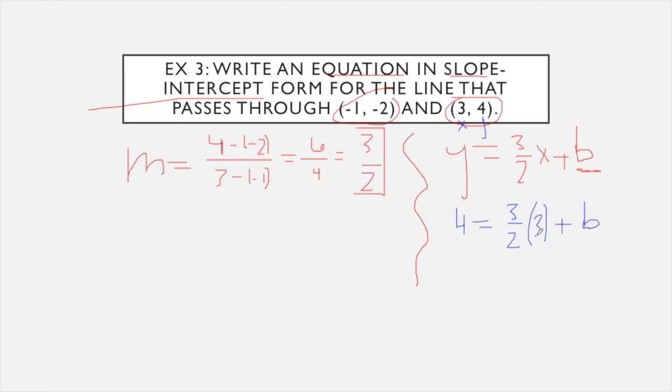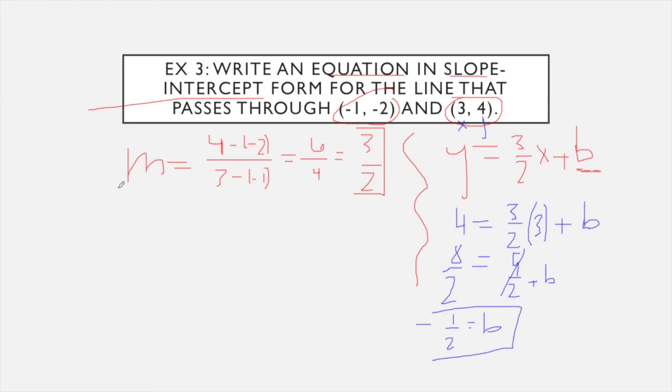Now how do we get here? Next step, we'll multiply these things and simplify. So 3 halves times 3 is 9 halves. And I'm going to rewrite 4 in terms of halves. So 4 is the same thing as 8 halves. Now I want to subtract away this fraction to get b by itself. So if I subtract 9 halves from both sides, this one goes away. Over here, 8 minus 9 halves will be a negative 1 half. So b is actually negative 1 half. So that is my b value.